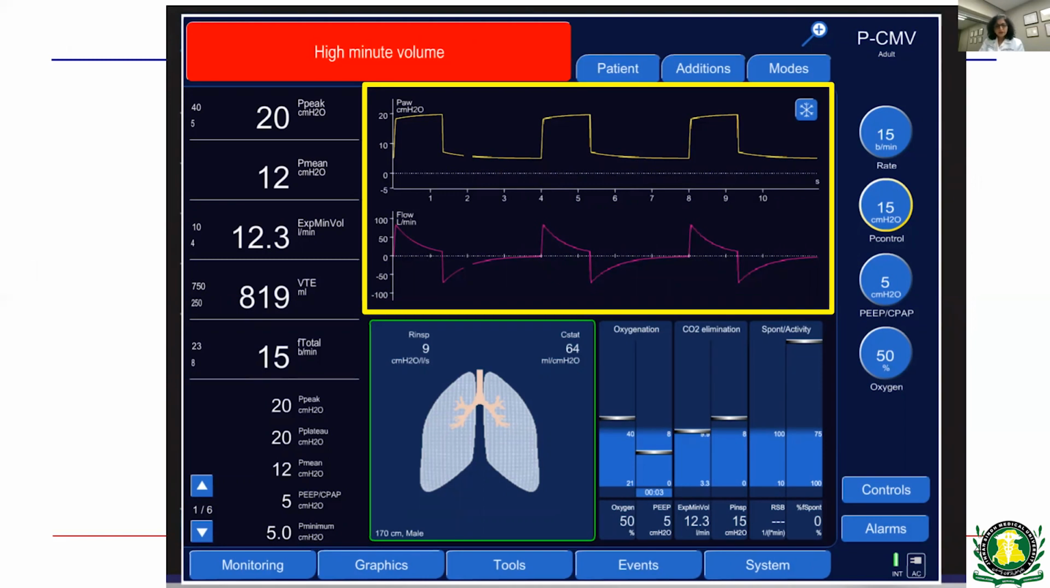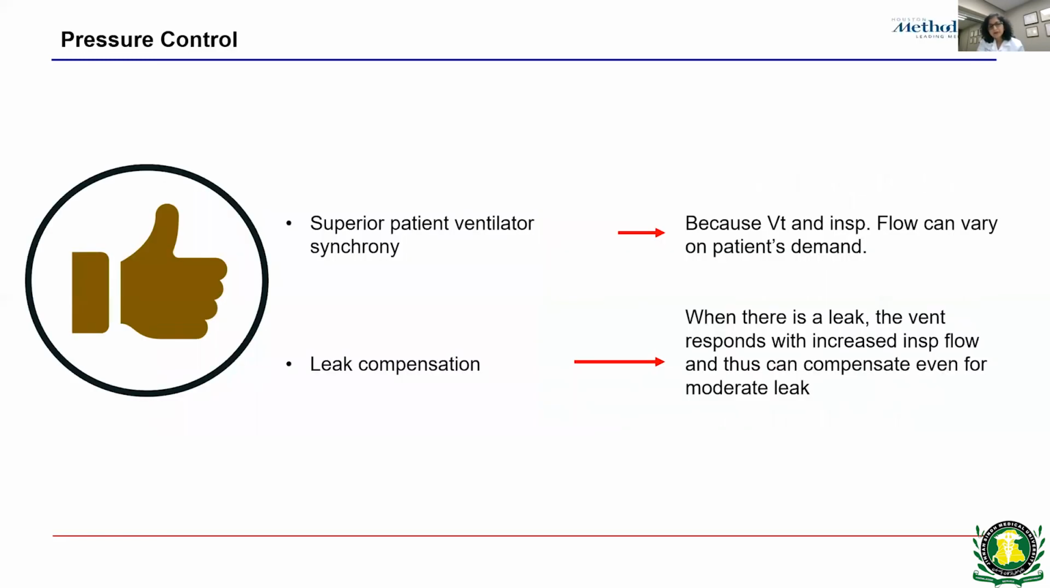The slide here shows the airway opening pressure and flow tracing during pressure-controlled ventilation. Now, pressure control is superior to volume control in that there is a lot of patient-ventilator synchrony. Also, there is leak compensation. The ventilator responds with increased inspiratory flow and thus can compensate even for a moderate leak.